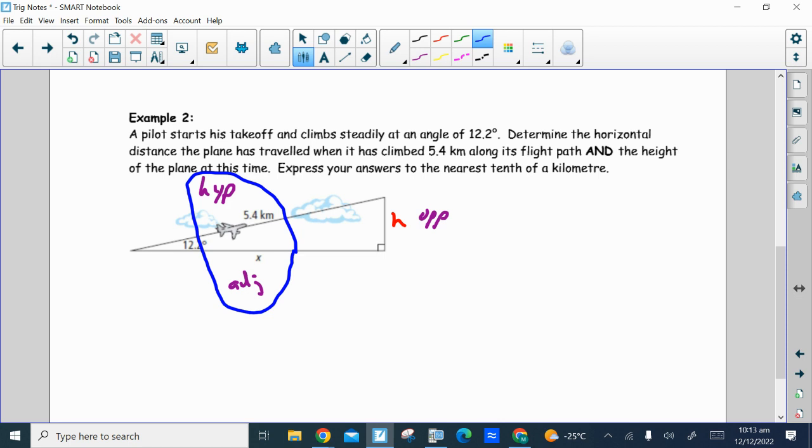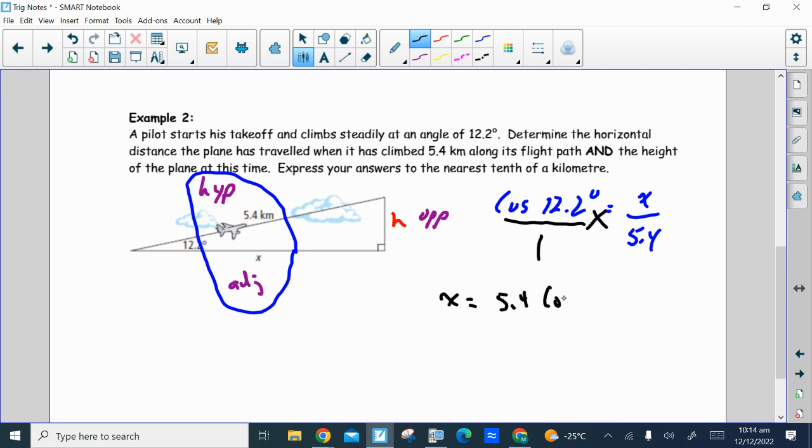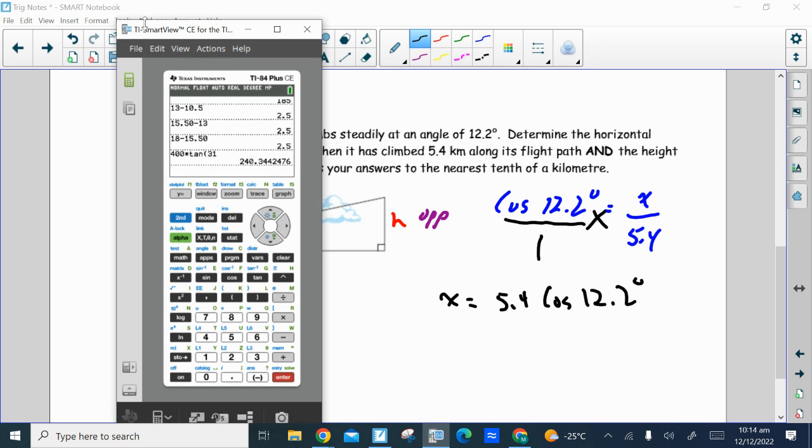What ratio is that, Sydney? Cosine, that's right. The CA part tells us that cosine uses adjacent and hypotenuse. So the cosine of the angle, which is 12.2 degrees, equals, and the order matters. The CA part tells us it's adjacent first, hypotenuse second. Adjacent on top, hypotenuse on the bottom. Make both sides a fraction so we can cross multiply. 1 times x is x, and that equals 5.4 times the cosine of 12.2 degrees, which we'll get from our calculator. 5.4 times the cosine of 12.2. To the nearest tenth, that would be 5.3 kilometers.